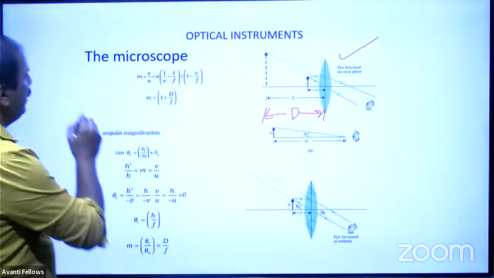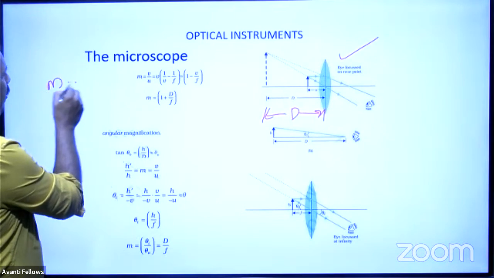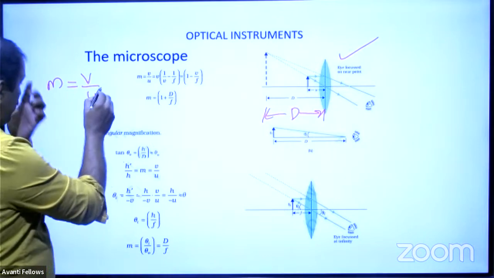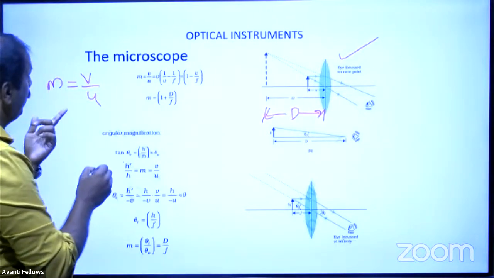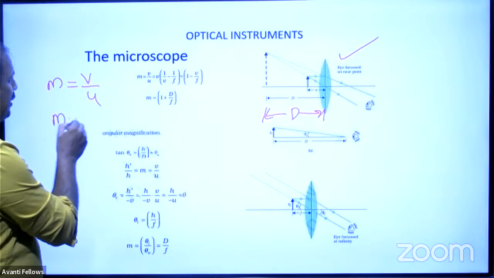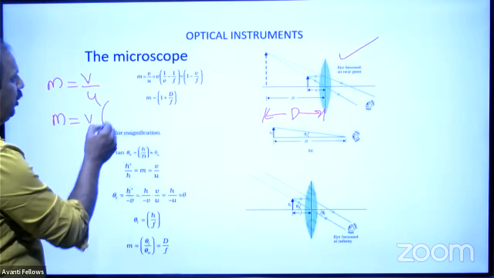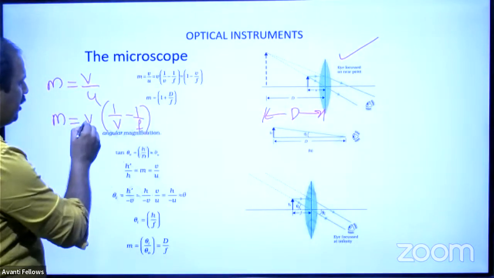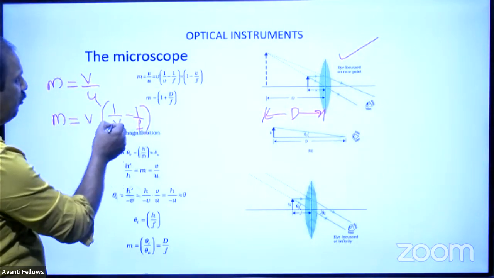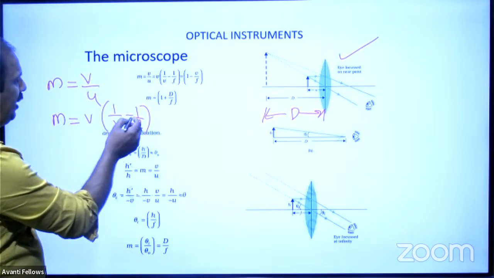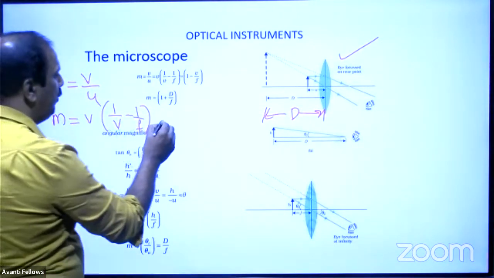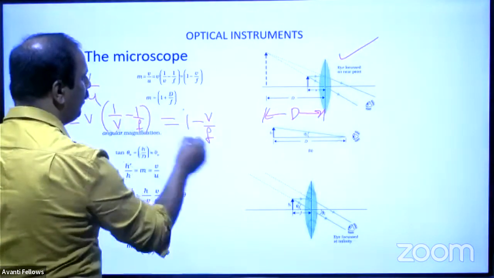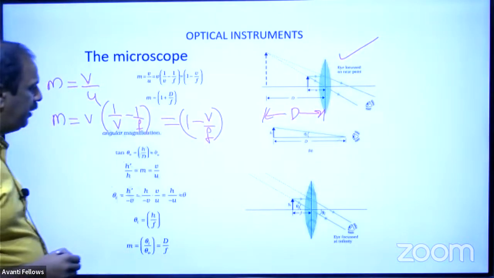We know the magnification M is given by V by U. V by U means it is actually V into 1 by U. So you can write magnification as M is equal to V into 1 by U. That is equal to V into (1 by V minus 1 by F). This V can go inside, so it will become 1, that is V by V will be 1, and this will be V by F. So magnification can be written as 1 minus V by F.